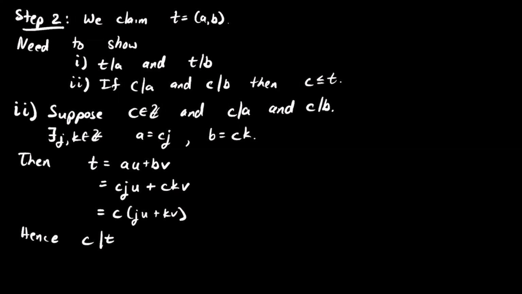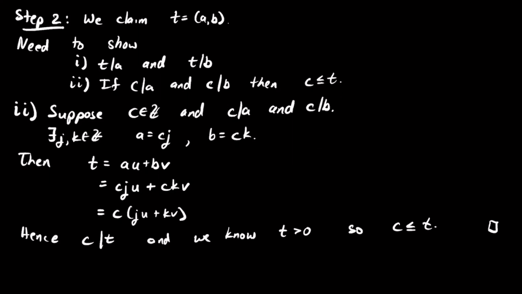And one thing we might notice is that the greatest common divisor is always positive. So 1 is always a divisor, and our greatest common divisor of any two integers has to be bigger than or equal to 1. Since 1 is always a common divisor, the GCD has to be bigger than or equal to 1. So hence, C divides T, and we know that T is positive. So we can conclude that C has to be less than or equal to T, and this finishes our proof of Bézout's lemma.